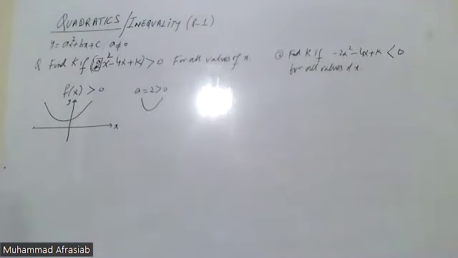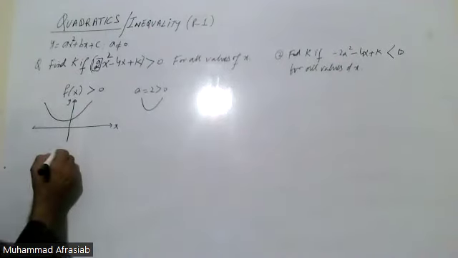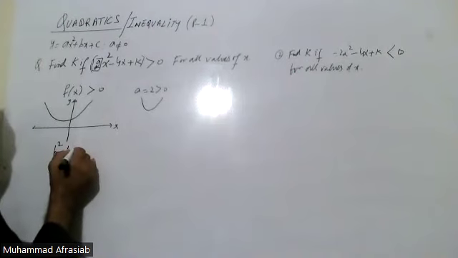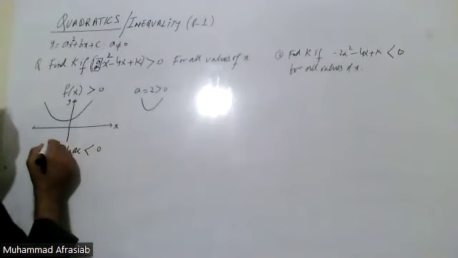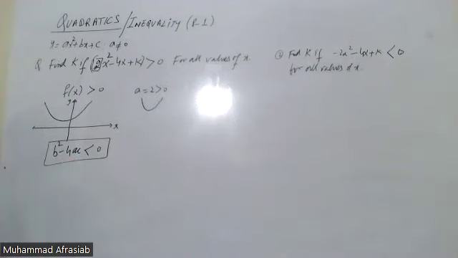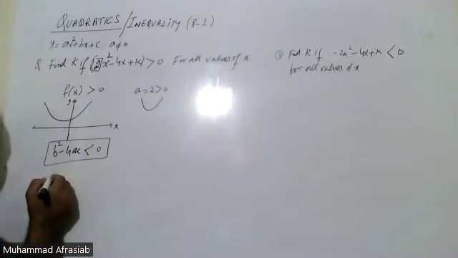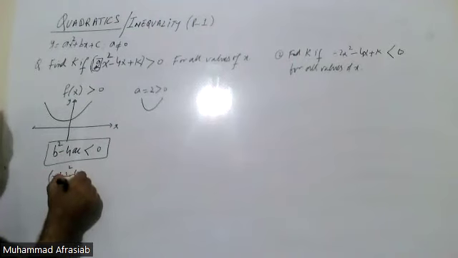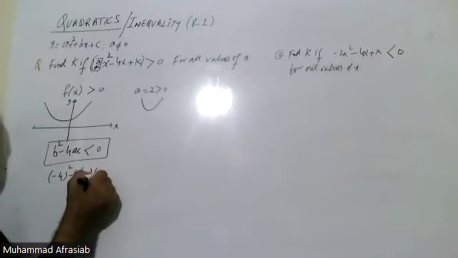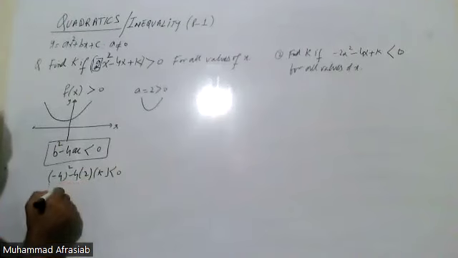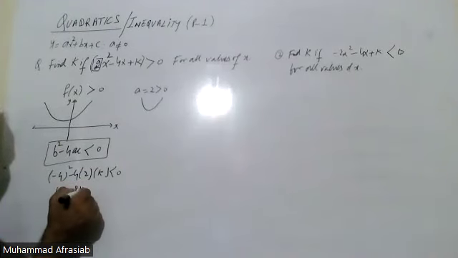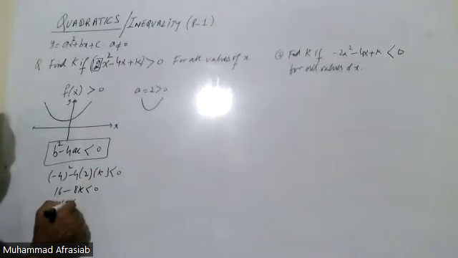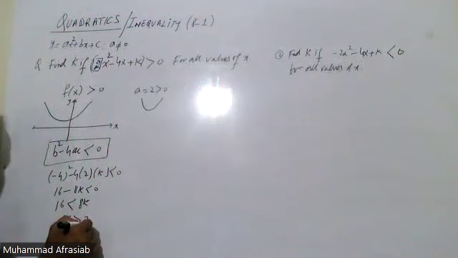So when it is not cutting the x-axis at any point, then in other words, b square minus 4ac for that graph is less than 0. This is the most important point which you have to understand in this question there. Then b is here minus 4 into 2 into k, that is less than 0, or 16 minus 8k is less than 0, or 16 is less than 8k, or k is greater than 2 there.